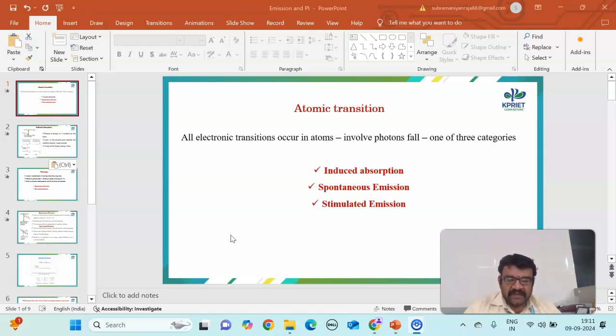We all know that if there is an absorption, it should be followed by emission. So in our case, we are having two types of emission. One is spontaneous and the other one is stimulated. Let us see them one by one.